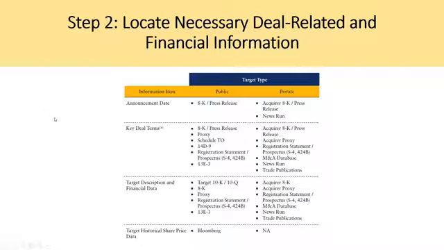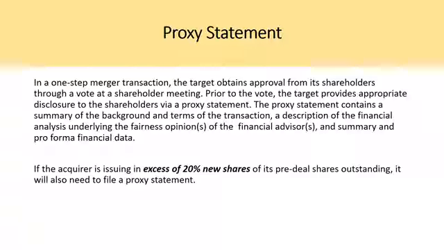But for key deal terms, you can get the 8-K, the press release, the proxy statements, the Schedule TO, a tender offer. There are all these big key sources of information. So we'll go through the key ones. The first one is a proxy statement.